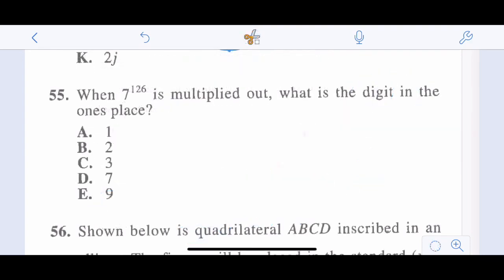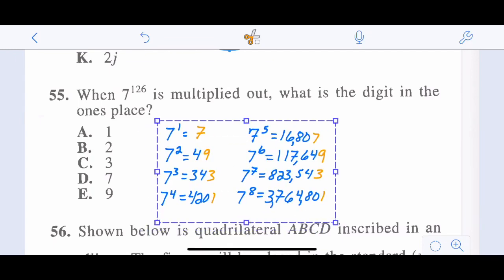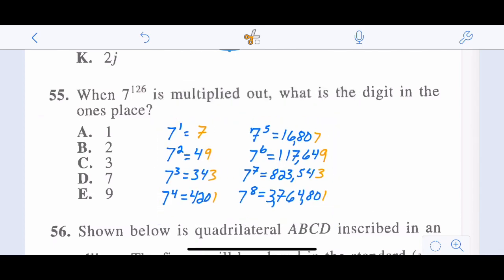When 7 to the 126 is multiplied out, what digit is in the ones place? So exponents are repeating, and this is a really common question that the ACT likes to use, these repeating numbers. You'll see ones that say, today is Thursday, what day was it 726 days ago? So anyway, you've got to find the pattern.